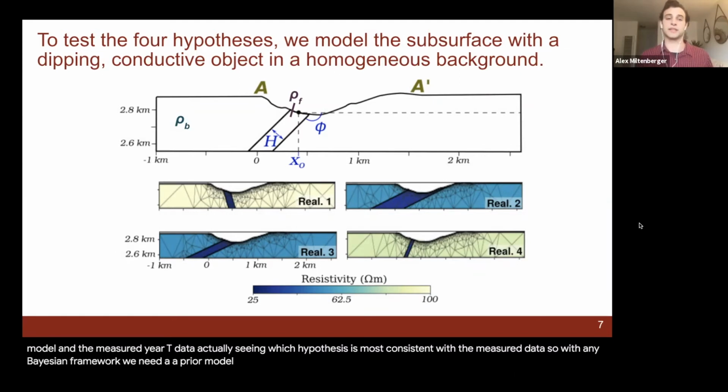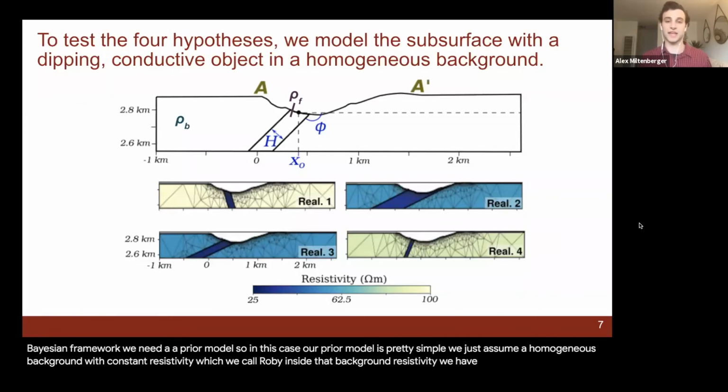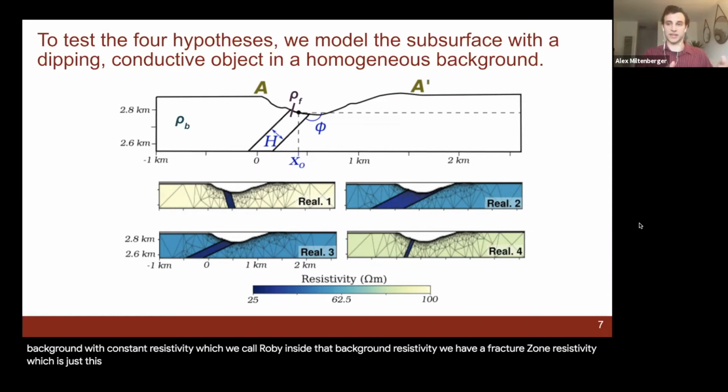So with any Bayesian framework, we need a prior model. In this case, our prior model is pretty simple. We just assume a homogeneous background with constant resistivity, which we call rho B. Inside that background resistivity, we have a fracture zone resistivity, which is just this dipping layer. That resistivity of the fracture zone is rho F. That dipping layer has a thickness of H, a position of x naught, and a dip angle of phi.